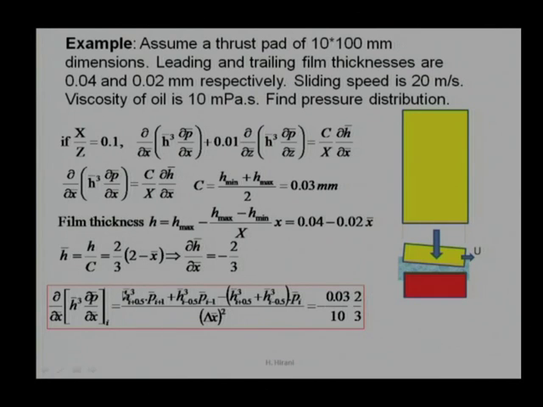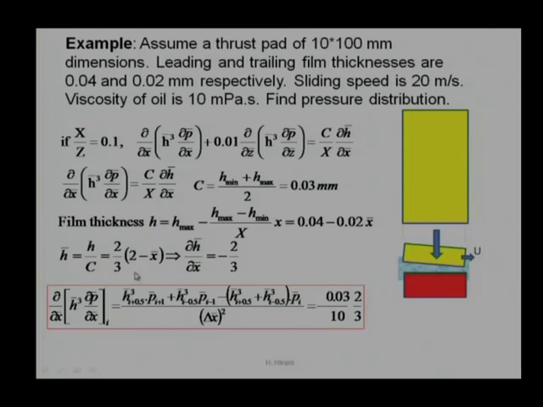Now, h will be known to us. We can divide the overall length, capital X, into 10 divisions or 11 nodes. So, we will know the value at each node, because we will know x bar. X bar will vary from 0 to 1. If I divide it into 10 divisions, meaning 11 nodes, then x bar is 0, then 0.1, 0.2, 0.3, 0.4, 0.5, 0.6 up to 1.